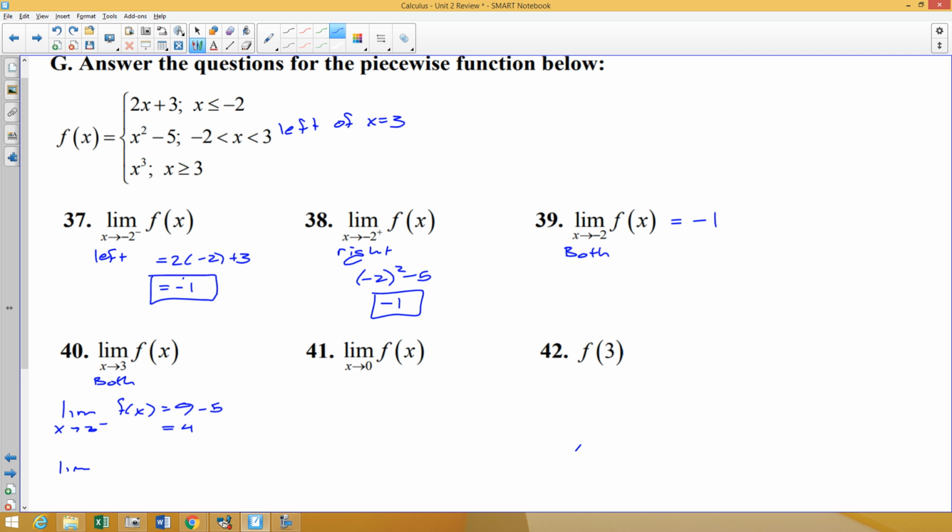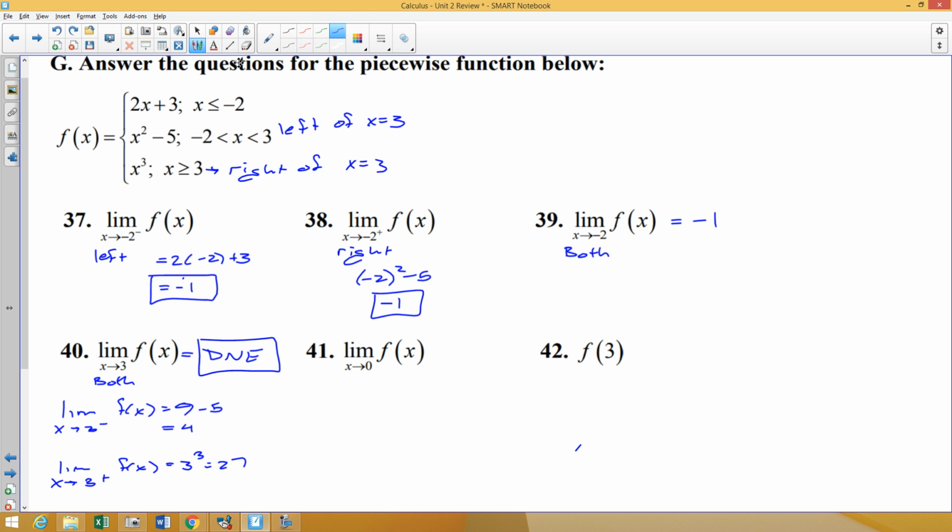And then the limit, as that says limit, as x approaches 3 from the right. The right side of 3 is right here. The right of x equals 3. And so if I plugged in 3 there, 3 cubed is 27. Those are not equal. One side is approaching 4, the other side is approaching 27. Therefore, this whole thing does not exist. Left and right sides were different. So there's our answer to 40.